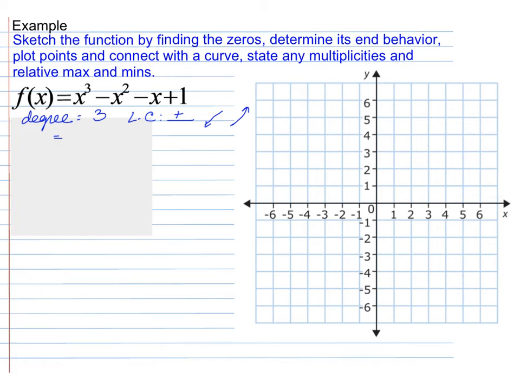So the first thing that we're going to do is factor. Since it has 4 terms, we're going to factor by grouping. So we're going to group the first 2 terms, plus we're going to group the second 2 terms, and there should be a minus there. And we're going to take the greatest common factor from each binomial. So the greatest common factor for this one was x squared. That means we get an x minus 1.